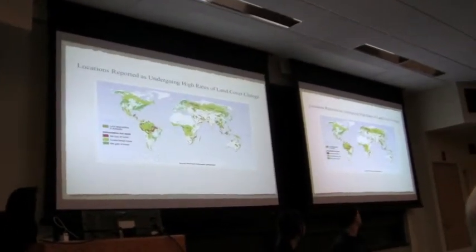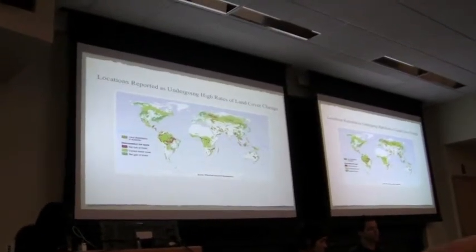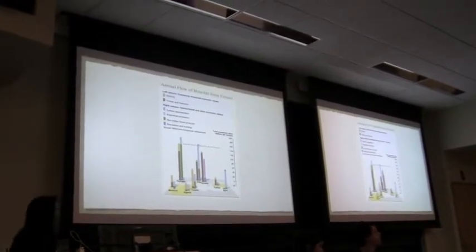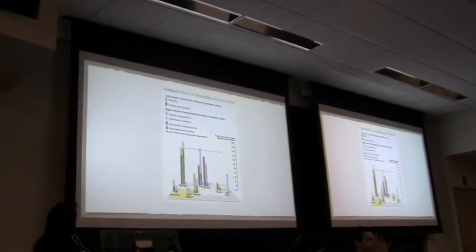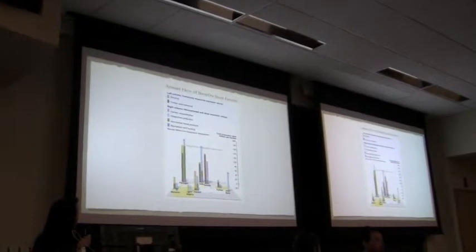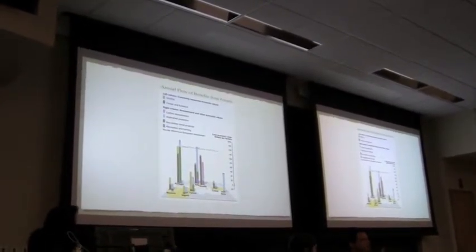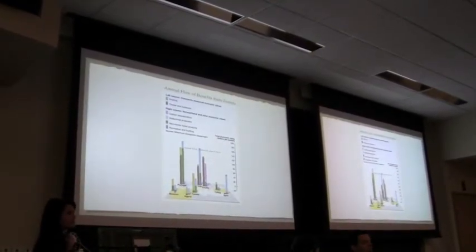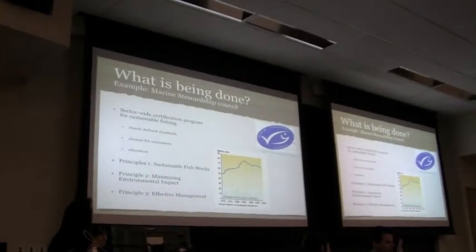This is a map of the areas in the world that are undergoing land cover change. And this is an illustration of the benefits that we get from our forests. Obviously, there are more than just the wood that we use for paper and building homes, etc. We get other benefits like recreation and hunting, watershed protection, and grazing for other animals. So overconsumption is harming us, but it's also harming other things in the environment.